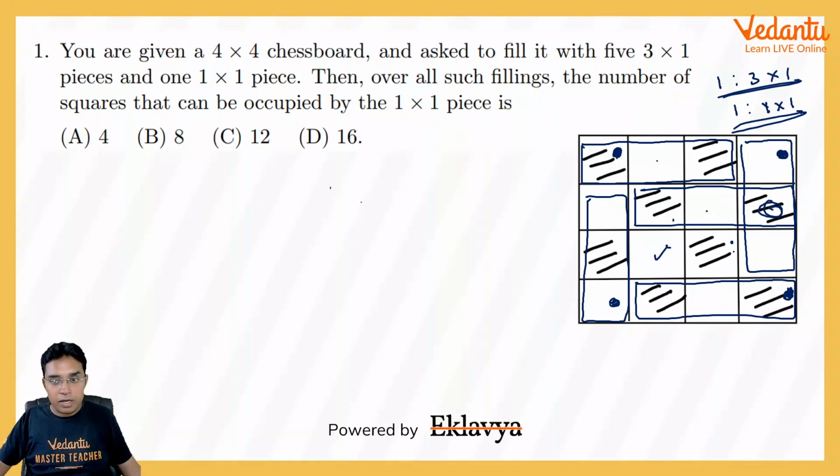So I hope you are getting that if we do not put the 1 into 1 piece on these corners, we will not be able to cover the entire chessboard. In fact, we will be overlapping at one of the places and one of the boxes will be left uncovered. So the answer for this has to be 4 only.